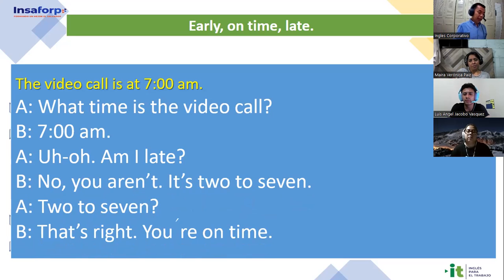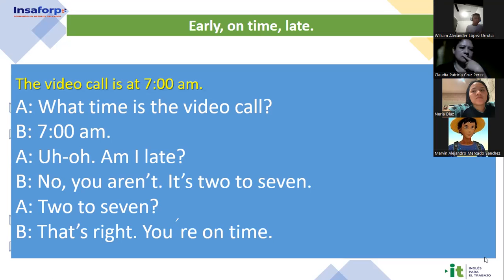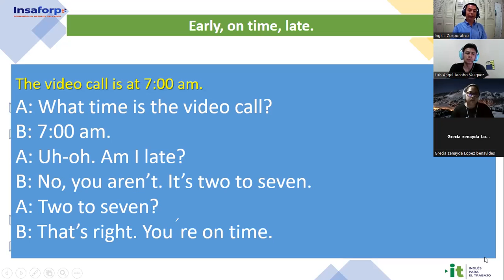Okay. Now, ready? What do I say? Karen A, Diana B, right? No, Grecia, excuse me. Grecia, sorry. Grecia, ¿estamos todavía listos por ahí? Sí, lista. Excelentoso. Yes, okay. 1, 2, 3, action. What time is the video call? Okay, wait a minute. Karen is the letter A, right? Letter A. En Grecia, letter B, right? ¿Así quedamos?